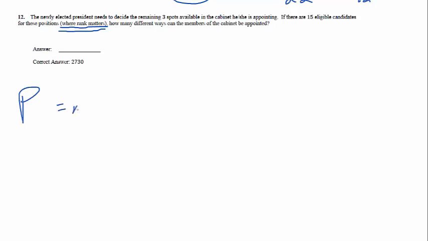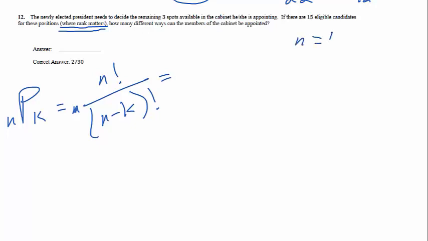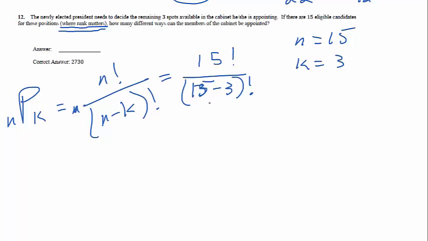So what is a permutation? nPk is equal to n factorial over (n minus k) factorial. And in some sense, this is a lot easier to calculate. So n is equal to 15 total candidates, and there are k spots remaining. That's 3, so this is going to be 15 factorial over (15 minus 3) factorial. And this is obviously 12.